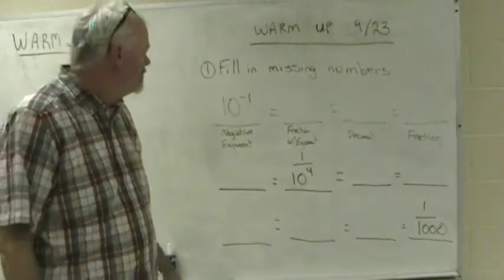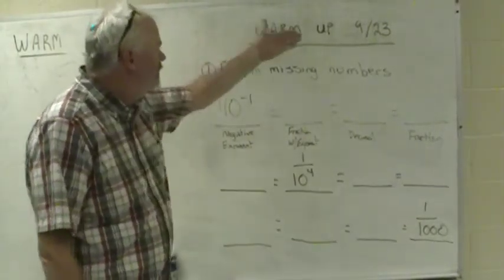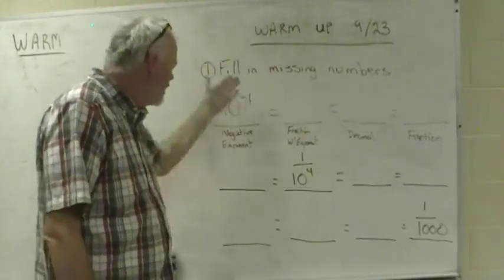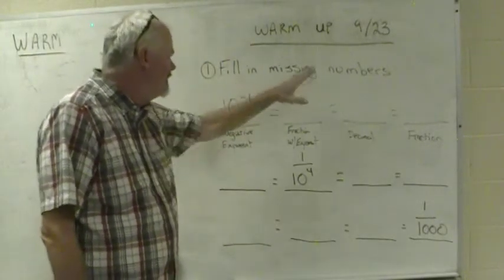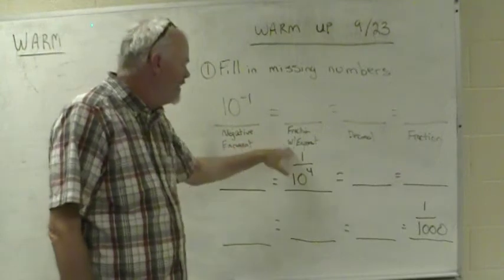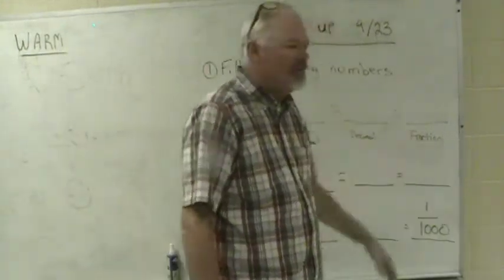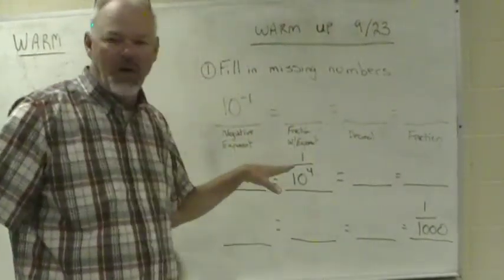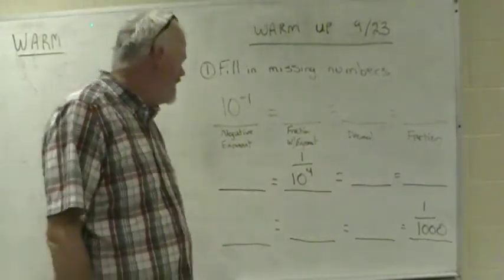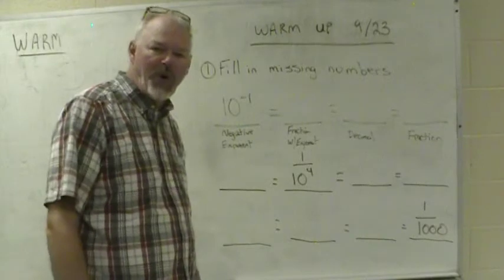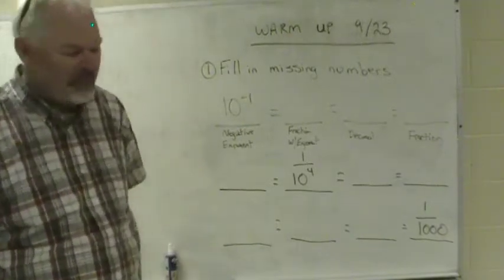All right. So you know the drill. Today's Wednesday. Write this down. It's going to fill in the empty blanks, fill in missing numbers. Negative exponent, fraction with exponent, decimal, fraction. Writing numbers a different way. That's all we're doing, is writing a number a different way. So here they are, and push pause once you get it written down.